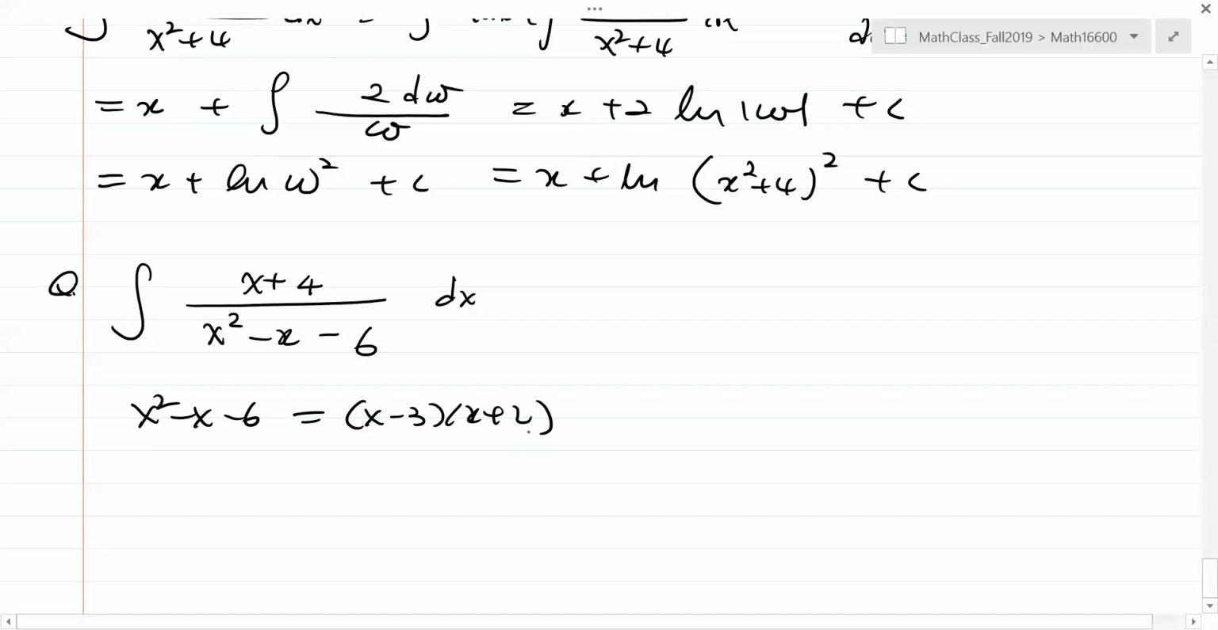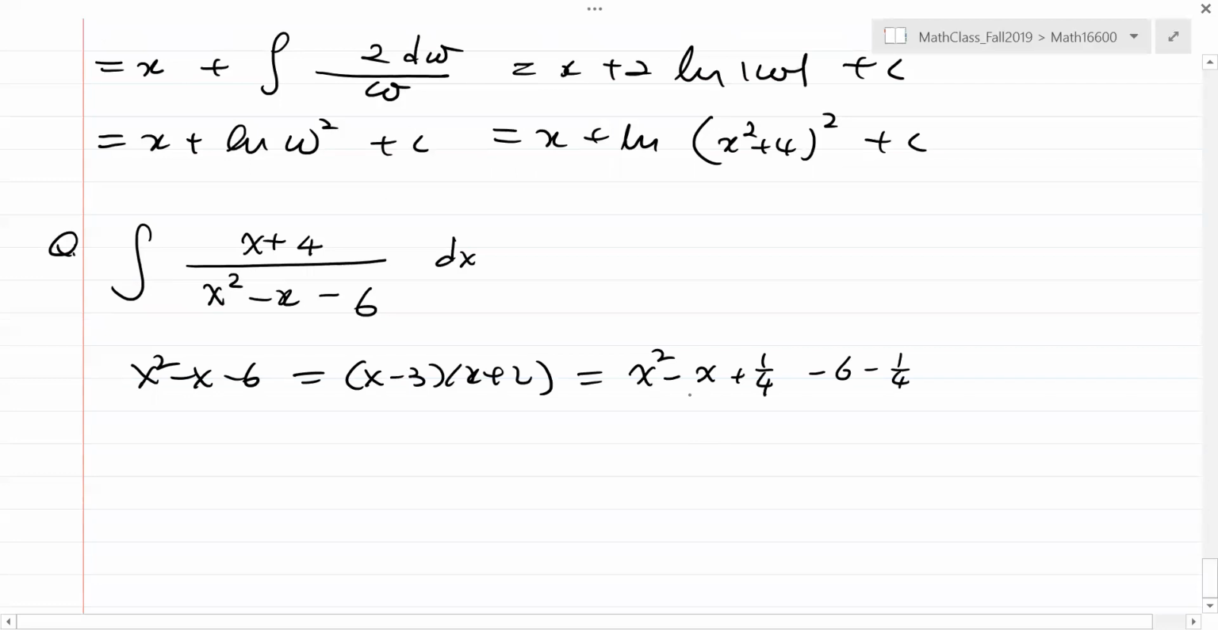Negative 3x plus 2x gives negative x, okay? But this also can be written as x squared minus x. To complete the square, I have to put a quarter here, okay? And subtract a quarter. Why do I have to divide by 2? Because there's only negative x there. So you get x minus 1/2 squared. And here is a 25/4.